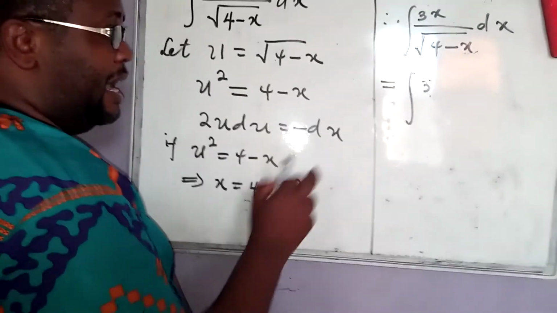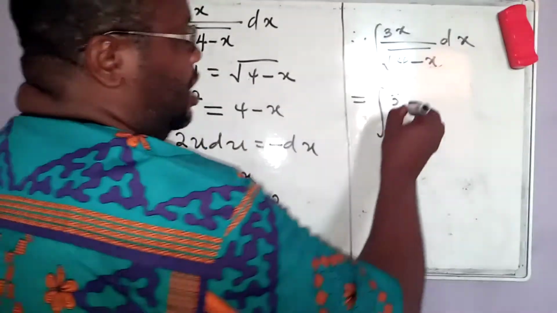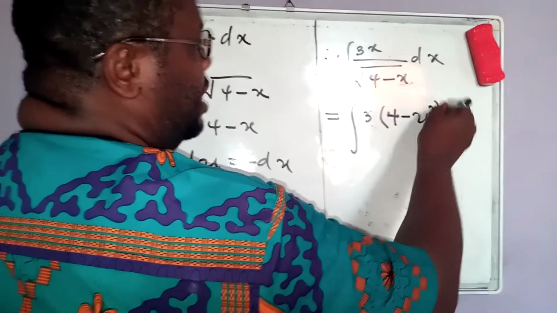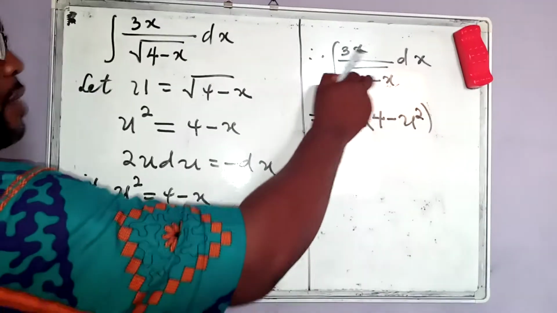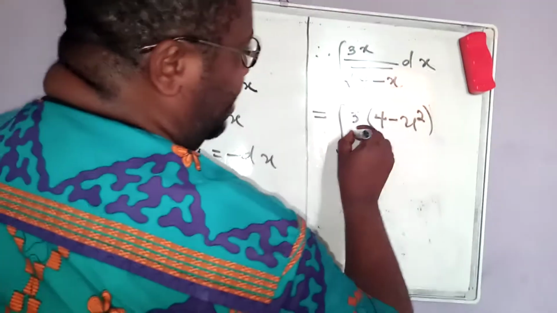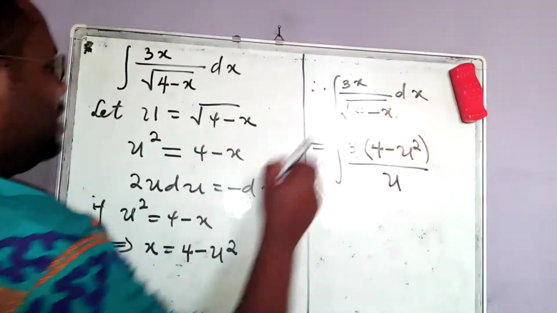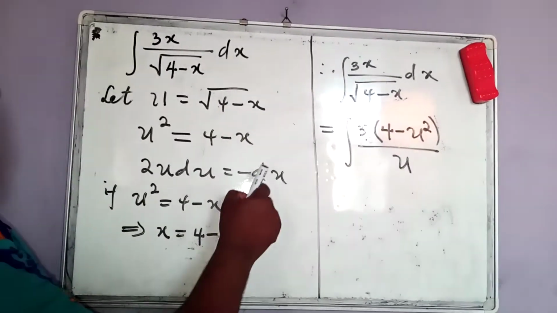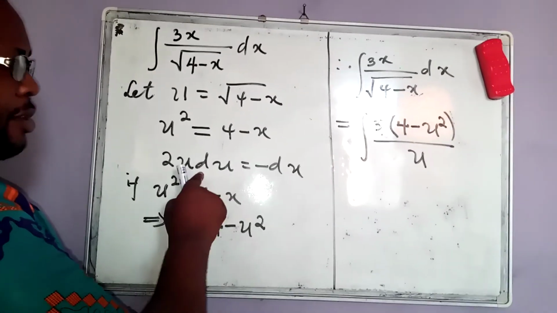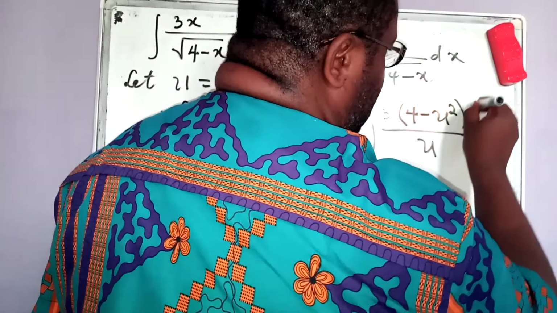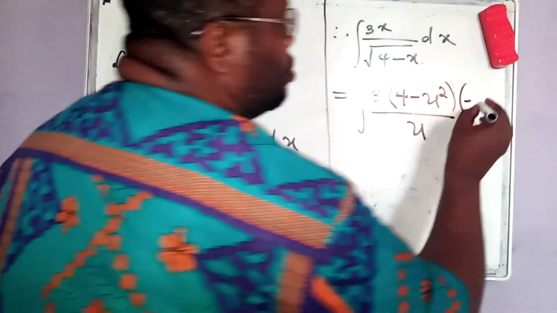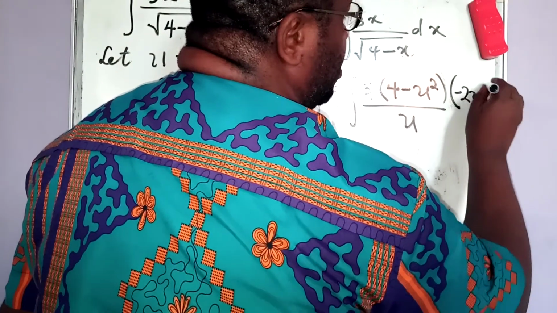What is my x? Look at x here. 3 into 4 minus u squared. Now you notice that the square root of this, the whole of this, is my u. So I have divided by u. Then what about the dx? From here, notice that dx is equal to minus 2u du. So I can put a bracket here, minus 2u du.